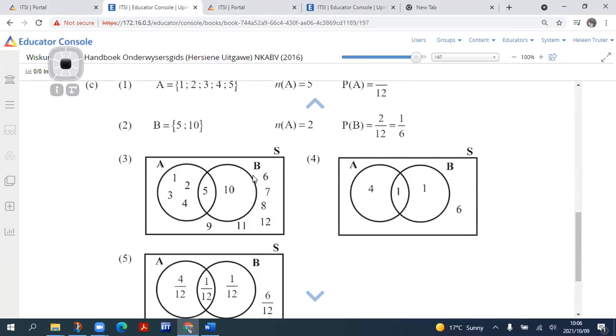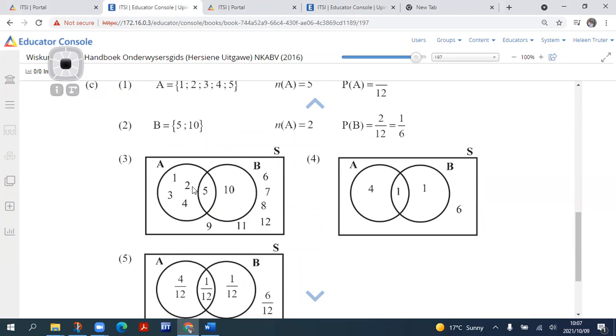Want wat nou gaan gebeur, is hier is 'n element in A, wat ook in B is. Sien jy die 5? 5 is in both of them. So jou A en jou B event oorvleuel, en hier waar hulle oorvleuel, daar sit nommer 5, want hy is deel van A, en hy is deel van B. Maar 10 is nie, sien jy 10 is buite daai sirkel. En al die ander wat nie deel is van A en B nie, dryf in die buitenste ruimte rond.